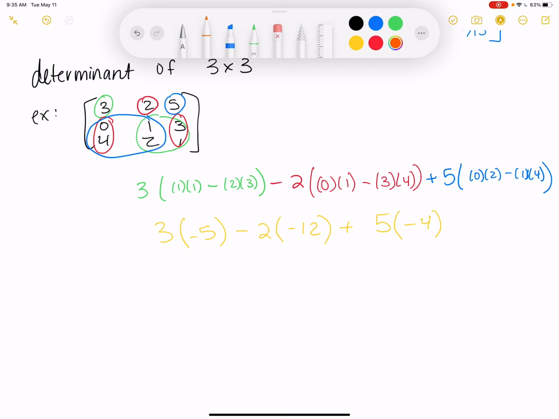Can y'all read that? It's 3 times negative 5 minus 2 times negative 12 plus 5 times negative 4. So negative 15 plus 24 minus 20. So what is that? Negative 11? Is that right? Yeah. Cool.